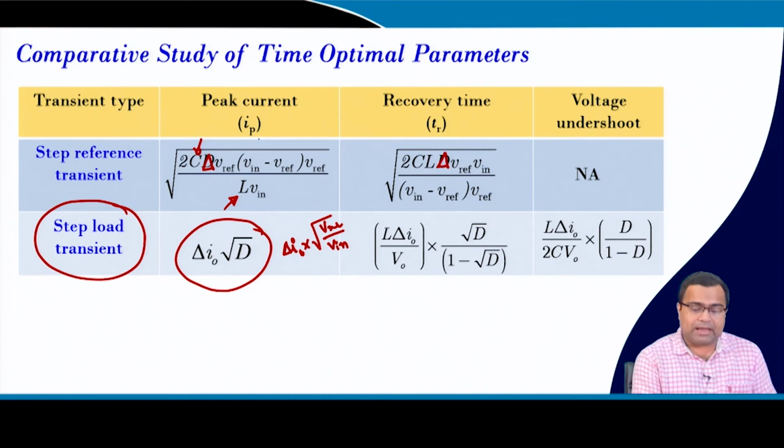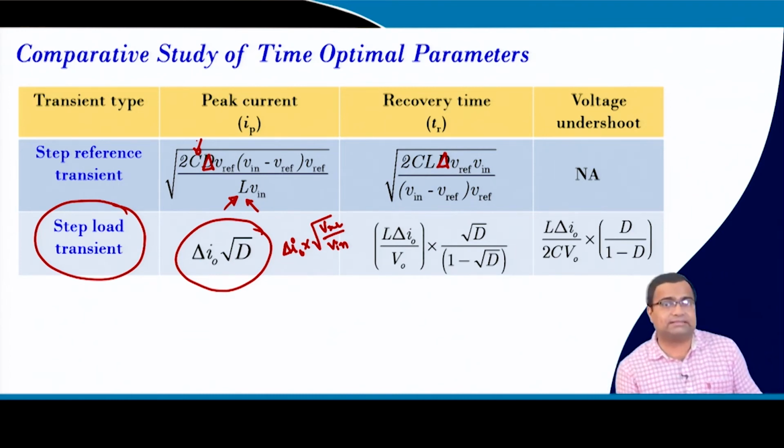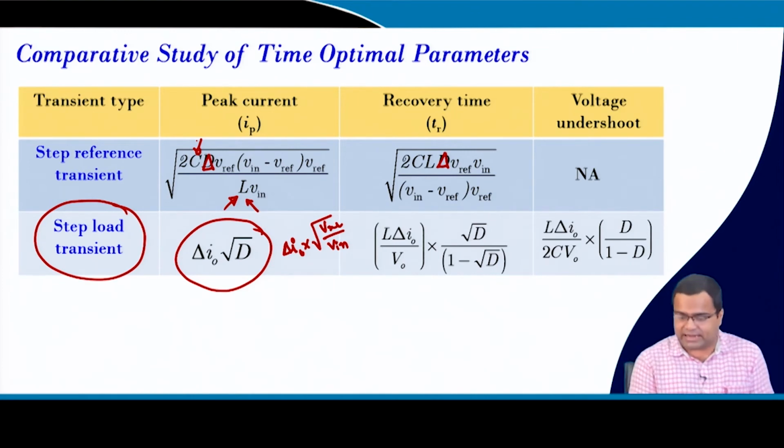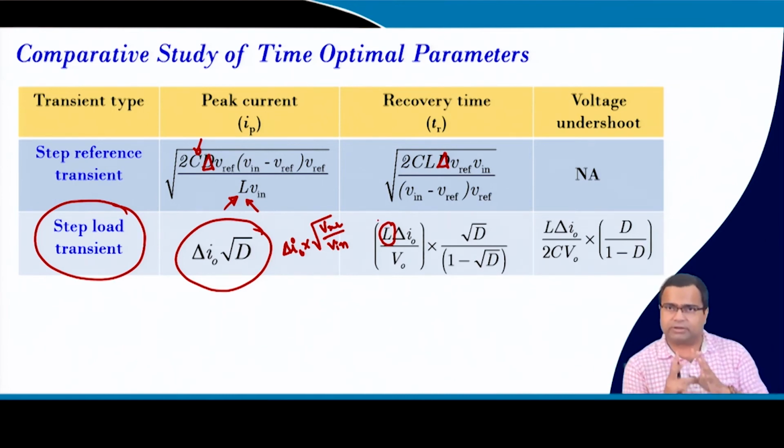For a given reference step size, if my inductor decreases, then the peak current increases. If the capacitor increases, the peak current increases, and if you reduce the capacitor, peak current can be reduced. If you increase the inductor, peak current can be decreased. But if you go to the recovery time for load step transient, you see the smaller inductor achieves faster recovery, that we have discussed. But of course, it has a penalty in terms of higher conduction loss, but that also you have to decide.